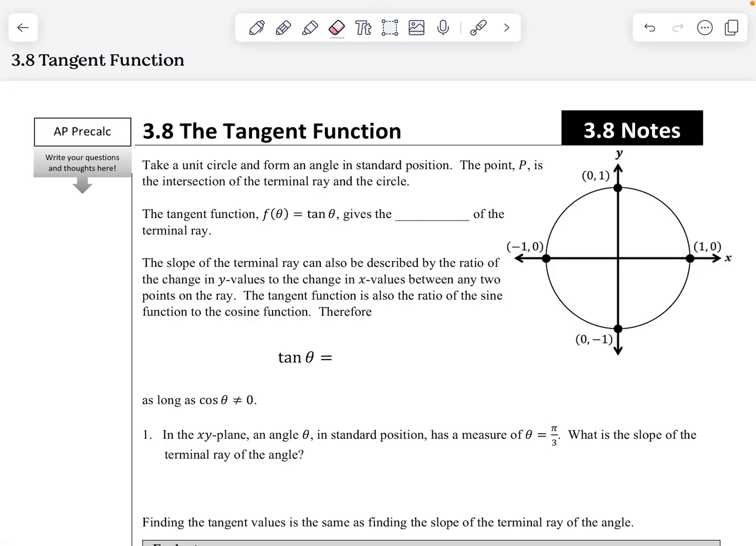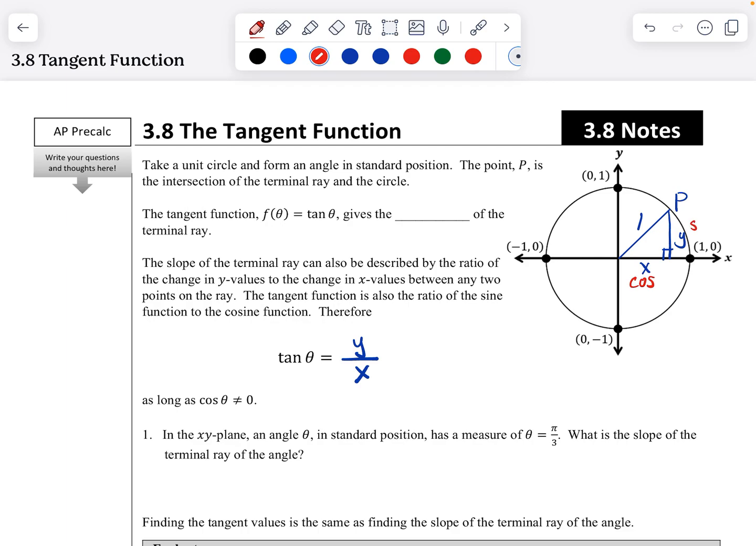Today we're going to start taking a look at the tangent form. If you remember, going back to our unit circle, if we were to draw a line to point P, we always said that this was x, y, and 1. So our tangent, one way to write it would be opposite over adjacent, y over x. But our x was our cosine for our unit circle, and our y was our sine. So it could be the sine of theta over the cosine of theta.